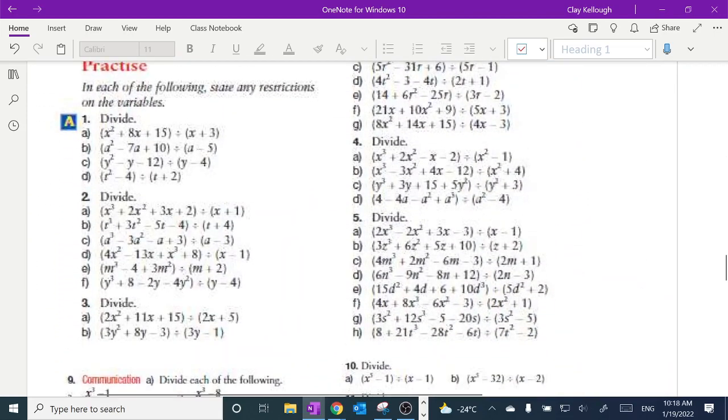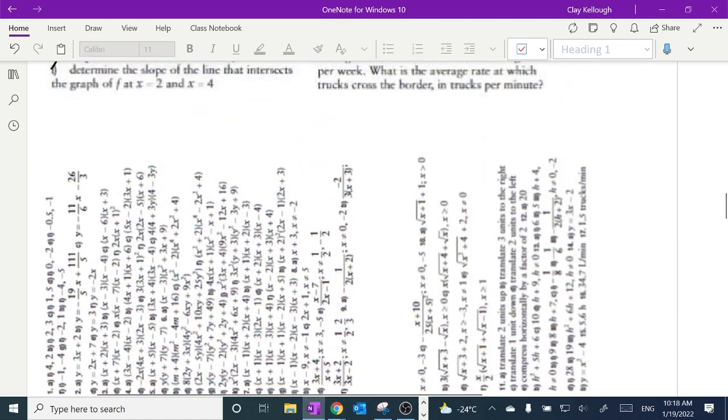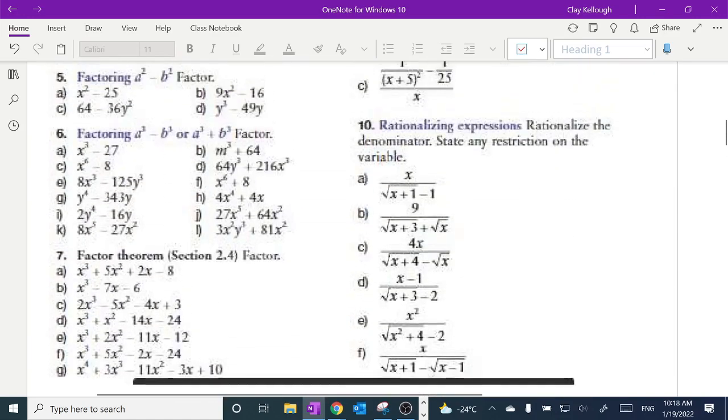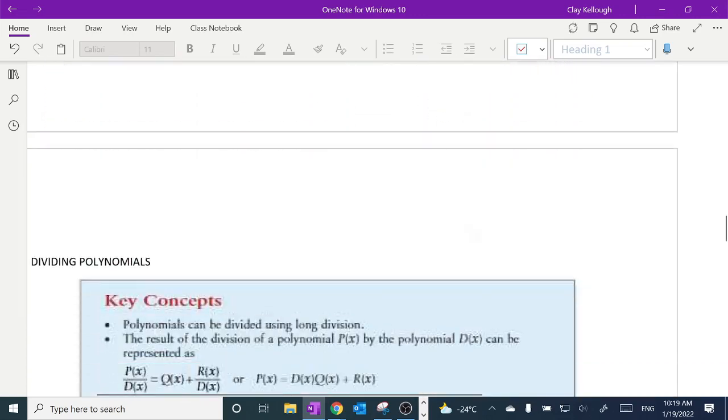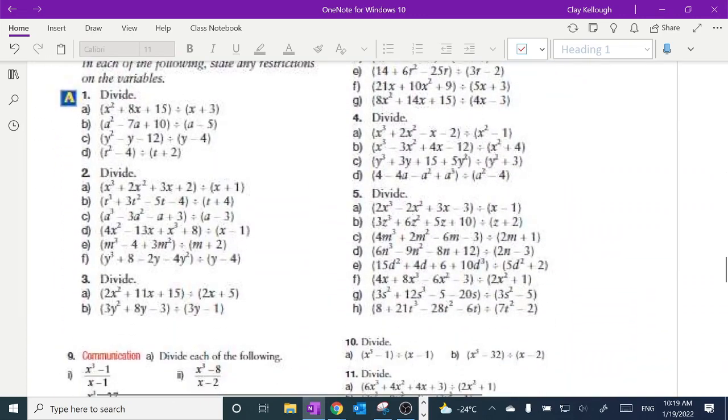Okay. We do number 1 here the same way we do, what question was it on the last page? Number, was it 8? Yes, we do number 1 on this next page the same way we did number 8 on the previous page. I know that x plus 3 is a factor of x squared plus 8x plus 15. So I just factor it and cancel, and then state what my restriction is. X can't be negative 3. And I think B works the same way. I think C works the same way. Then I get to number 2. How do we do that?